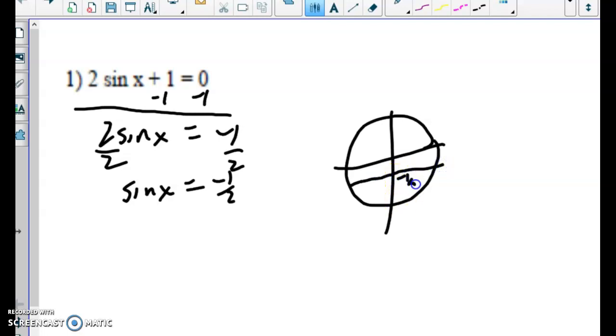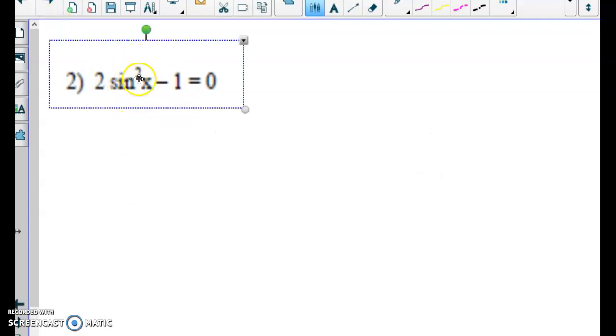So right on here is a -1/2 on our unit circle. So I know that it's going to be there and there, the two values that give me that. So this is 7 pi over 6, and this one is 11 pi over 6. Just looking at my unit circle.